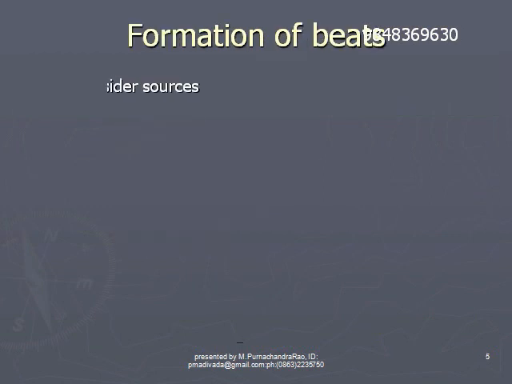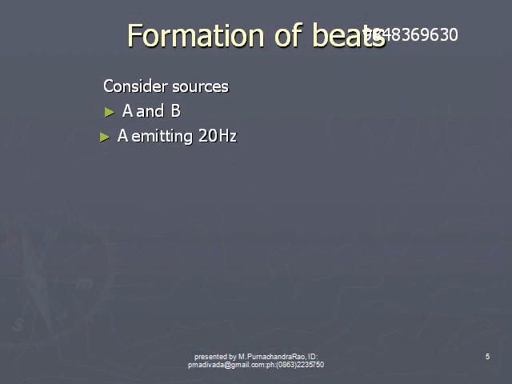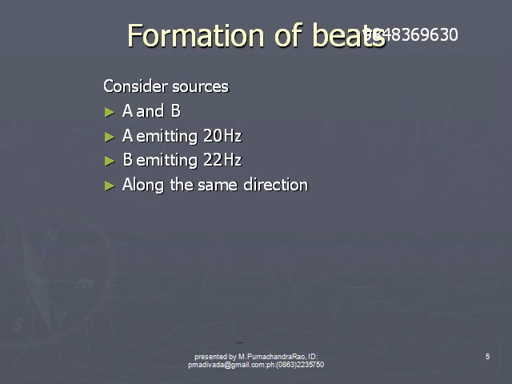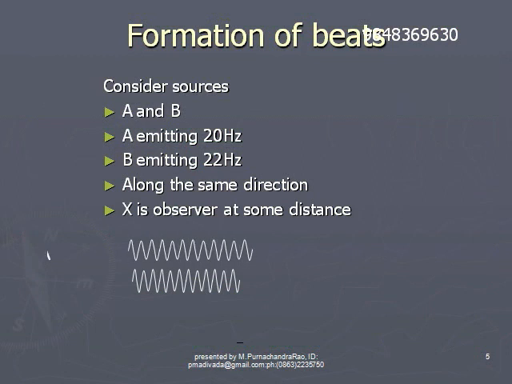Now let us consider two sources A and B. A is emitting a sound of frequency 20 Hz and B is emitting a sound of frequency 22 Hz. When both of them travel along the same line towards the observer X, the observer notices beats. So beats will be formed when these two waves move together, get superimposed, and reach the observer.